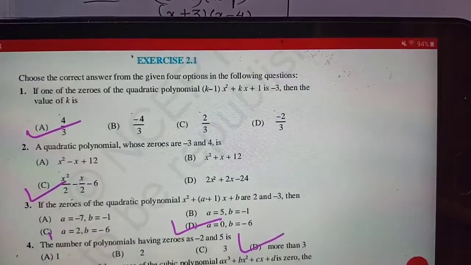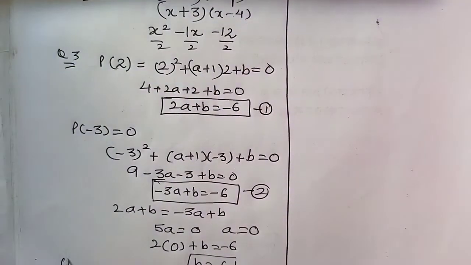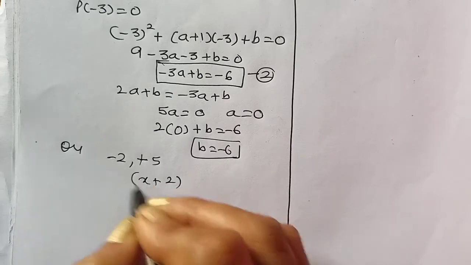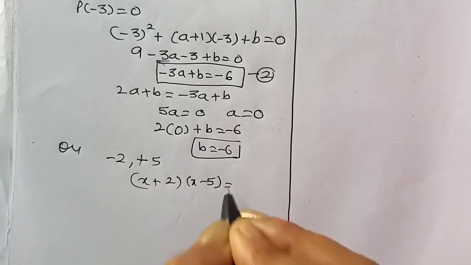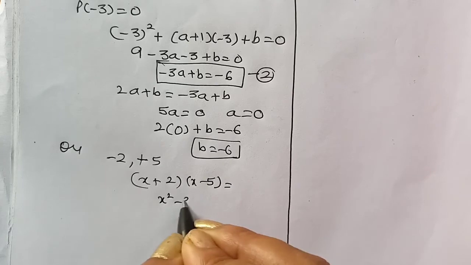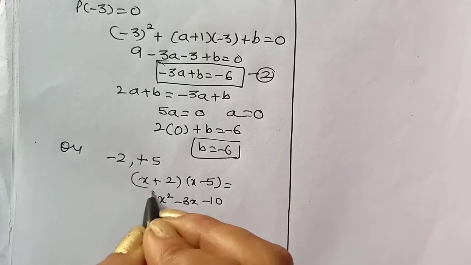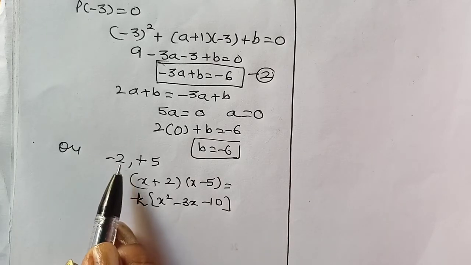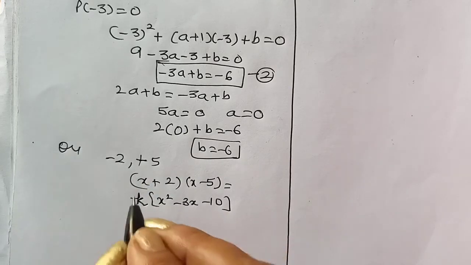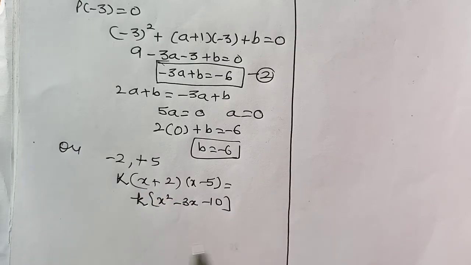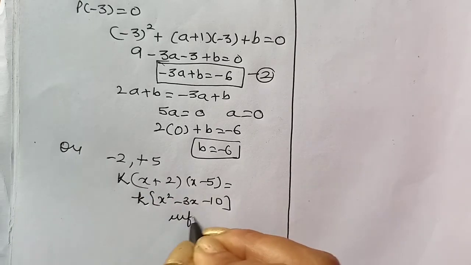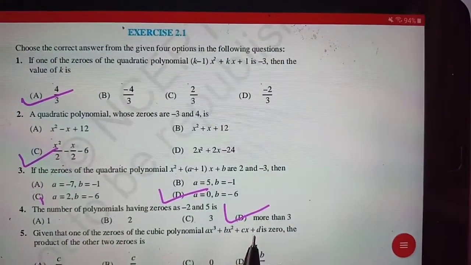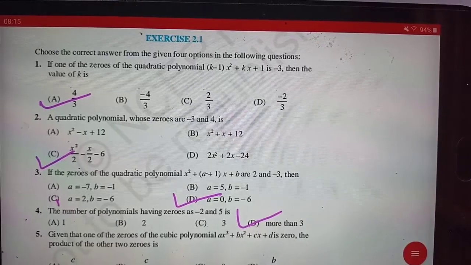So the polynomial whose zeros will be minus 2 and 5 will be x plus 2 into x minus 5, right, which gives you x square minus 3x minus 10. But if I multiply it with any constant, the zeros are going to be minus 2 and 5 only. Even if I multiply with 2 or 3 or 4 or minus 1. So the answer is infinite. For infinite, which option will go? More than 3. This will be the answer.